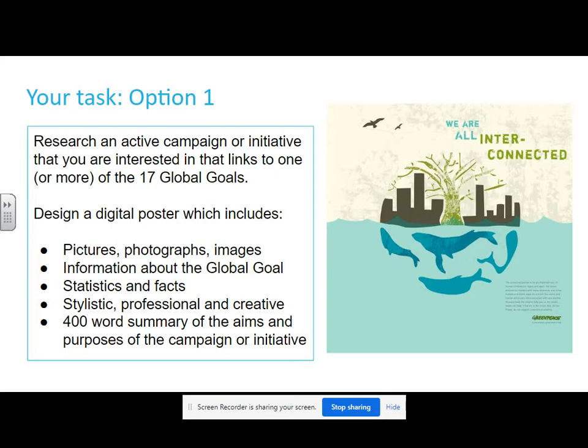Try and aim for a stylistic and professional and creative digital poster. So imagine you are working for this NGO, or you're working towards this campaign initiative, and you want to make sure you're making it look professional and sleek. With that, you need to write a 400-word summary of the aims and purposes of the campaign or initiative. Okay, so you can incorporate that into your poster if you like.